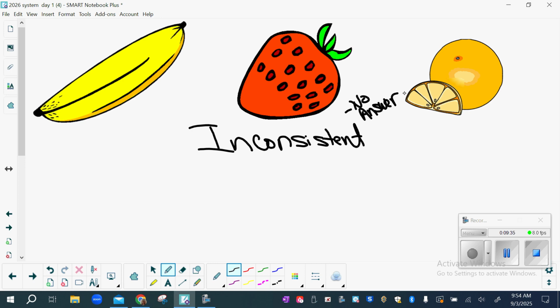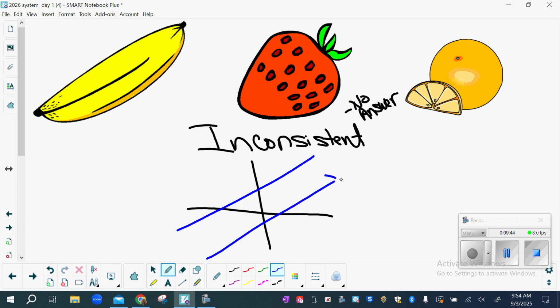And let me show you what that's going to look like. You might already have a guess at what that's going to look like. I'm going to draw this dude here. I'm going to draw this dude here. Look what they are. They're parallel, right? So guess what? Parallel lines are inconsistent. No answer. No answer. That's what's important.